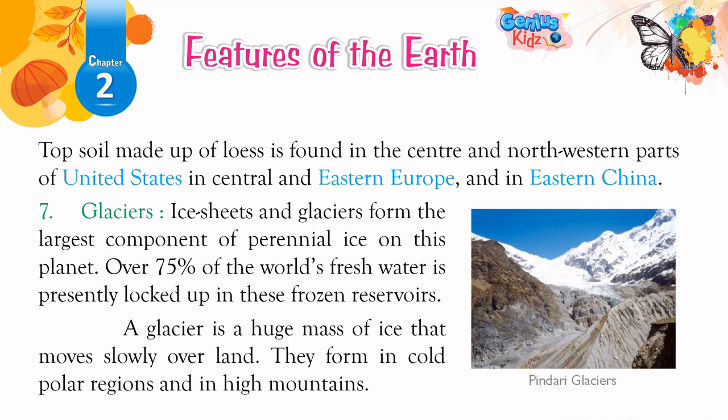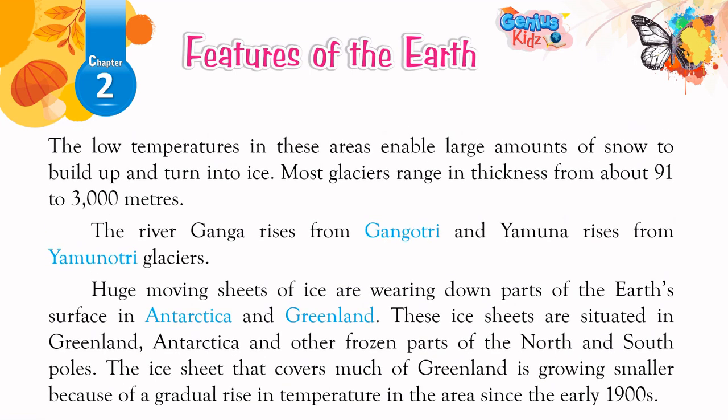A glacier is a huge mass of ice that moves slowly over land. They form in cold polar regions and in high mountains. The low temperatures in these areas enable large amounts of snow to build up and turn into ice. Most glaciers range in thickness from about 91 to 3000 meters. The river Ganga rises from Gangotri and Yamuna rises from Yamunotri glaciers.